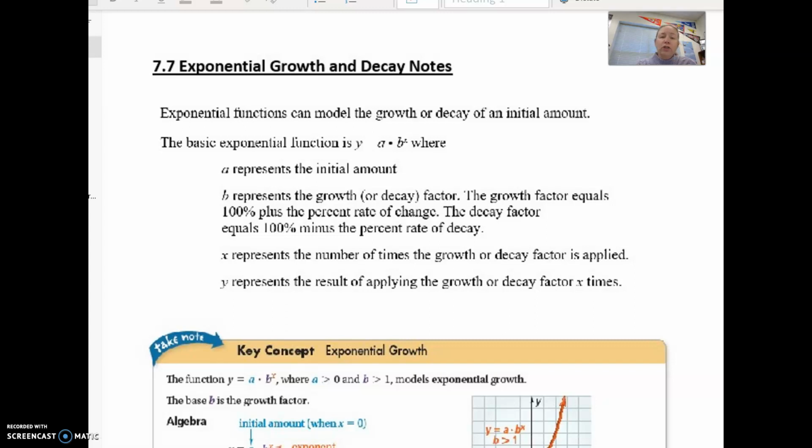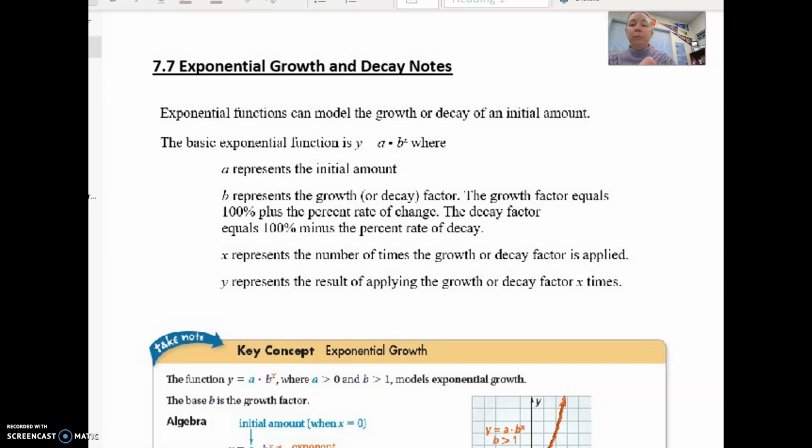So for exponential growth and decay, again, some of this information I'll read through quickly and some you need to kind of read through on your own. So one thing I want to highlight is exponential functions can model something in growth or decay of some type of initial amount. Now, the basic exponential function we know is y equals a times b to the x power.